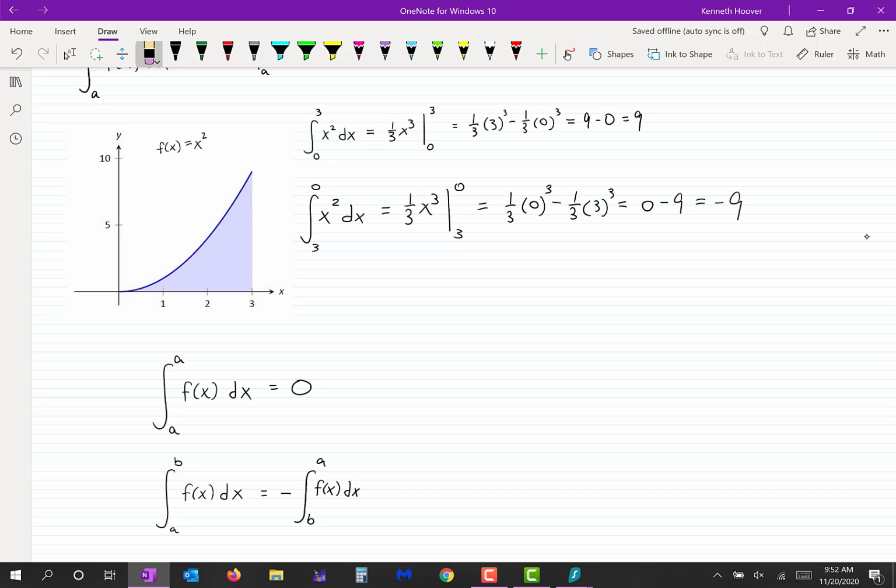Or another way to do it is to say that's negative integral of x squared from 0 to 3, which I already calculated, and I already know that that integral is 9, and so the negative of that would be negative 9.